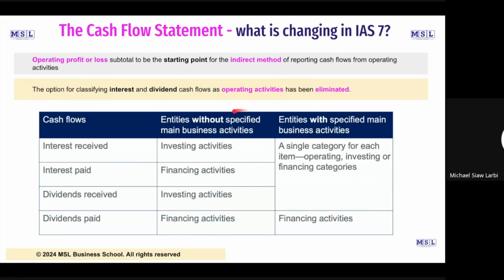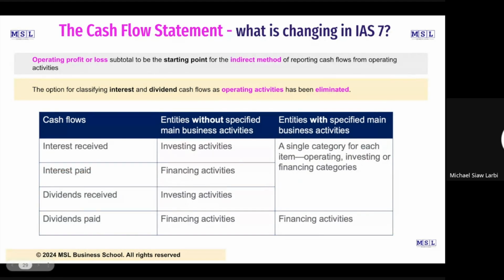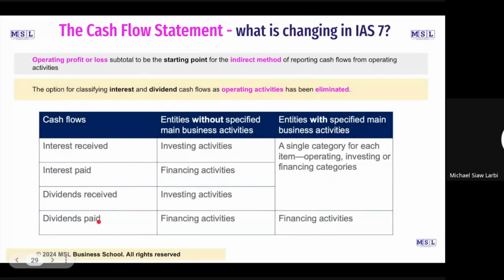If you are an entity without a specified main business activity, like the general businesses, manufacturing, sales, your business is general, right? For you, interest received is investing activity now, mandatory. You don't have the choice. Interest paid is financing. For accounting students here, take note. When you're preparing your consolidated cash flow, right? You know you could put interest paid, dividend paid, under what? Operating. Now, strictly interest paid, dividend paid, they are financing activity outflows. Dividend received should be investing activity.